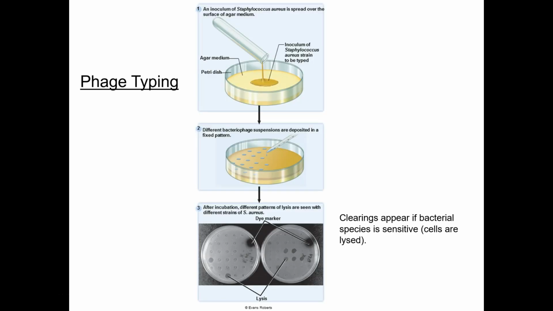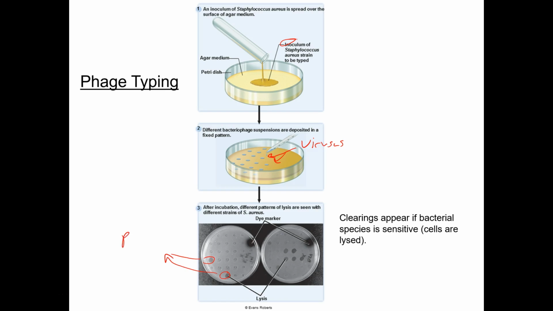So here's a phage typing experiment. So first you start by inoculating your broth, or inoculating your plate, and then you add these little droplets. Each droplet is a different virus. So you add your different viruses, you incubate, you come back the next day, and you look for these clearings.